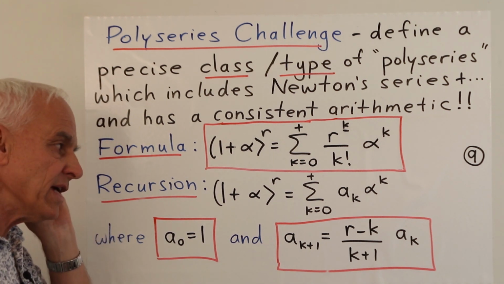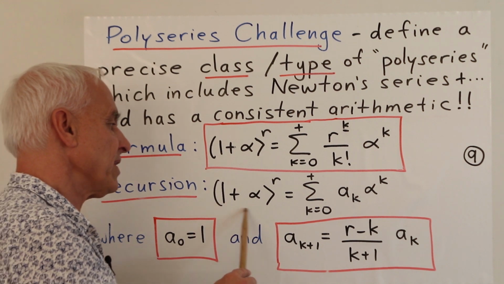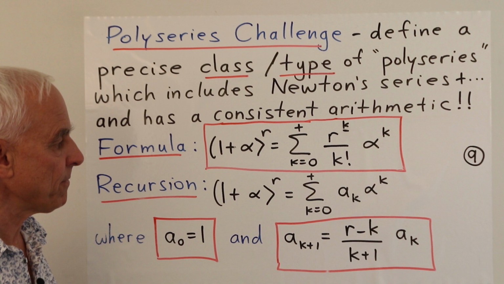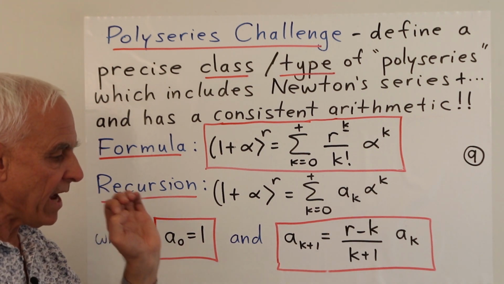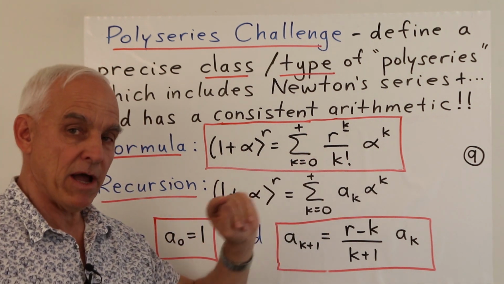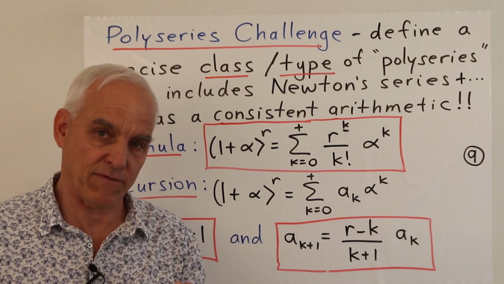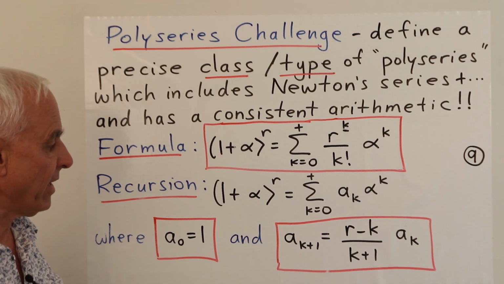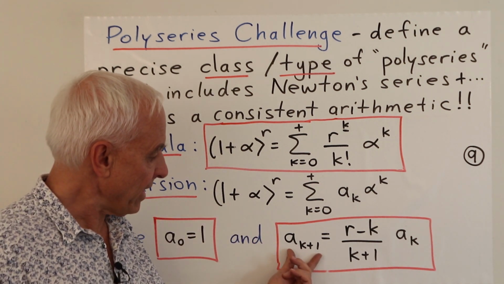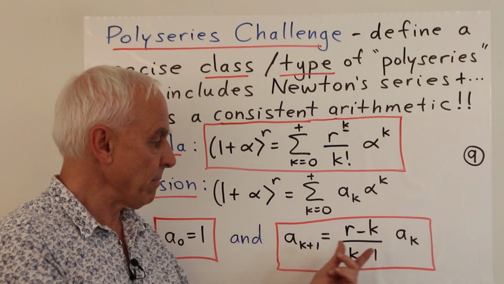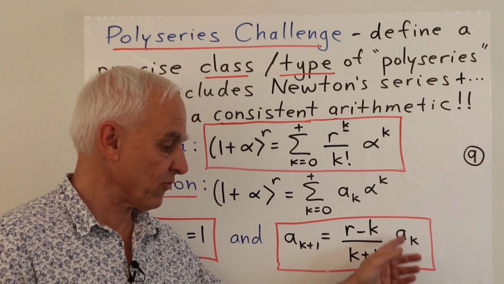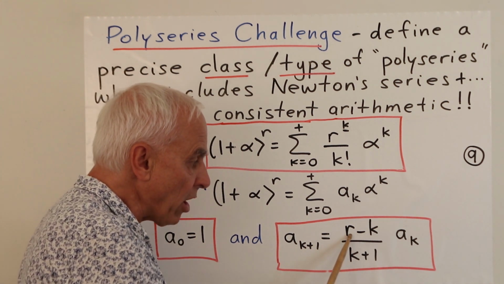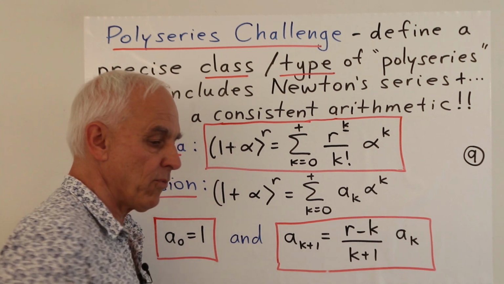Another approach is to consider this thing in this general form here with coefficient a sub k times alpha to the k, where the a sub k's are defined not necessarily by a formula, but by a recursive relation. In this case, that a sub 0 is 1, and that the k plus first coefficient can be expressed in terms of the kth coefficient by this recursive formula. We take a sub k, we multiply by r minus k divided by k plus 1.